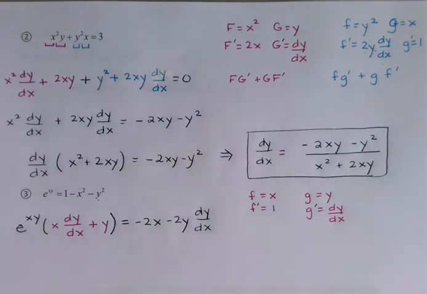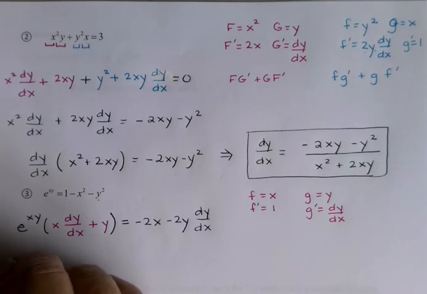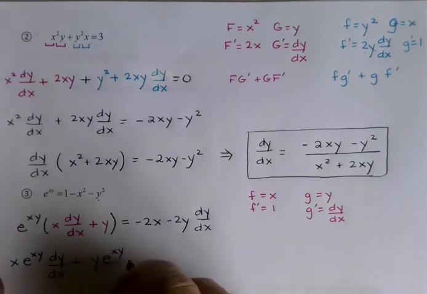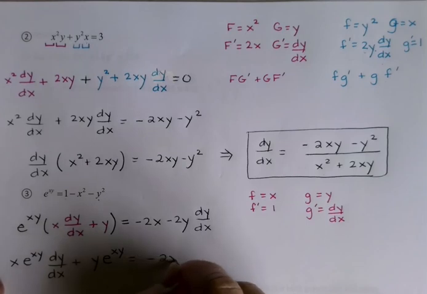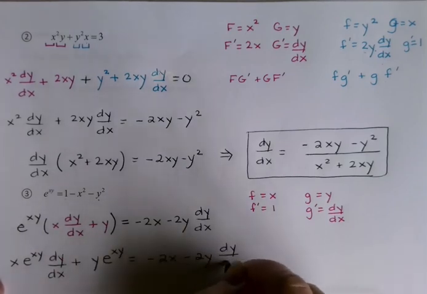All right. Once again, my goal is to solve for dy dx, but before I can get the dy dx's by themselves, I'm going to have to go ahead and distribute this e to the xy so I can get rid of those parentheses. So x e to the xy dy dx plus y e to the xy equals negative 2x minus 2y dy dx.